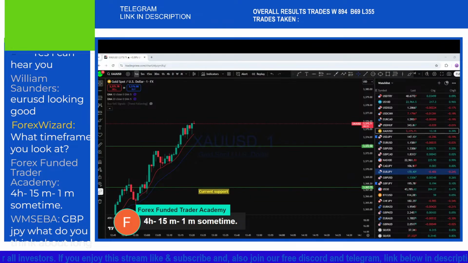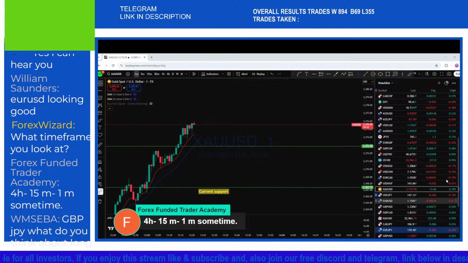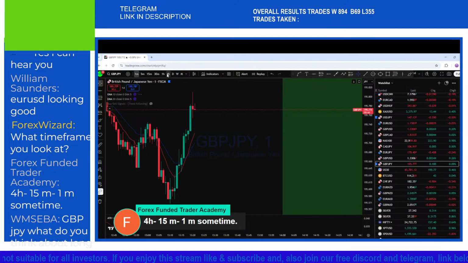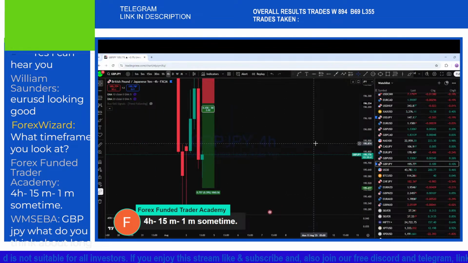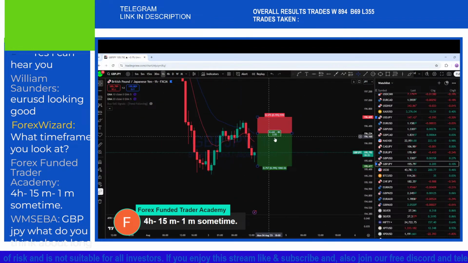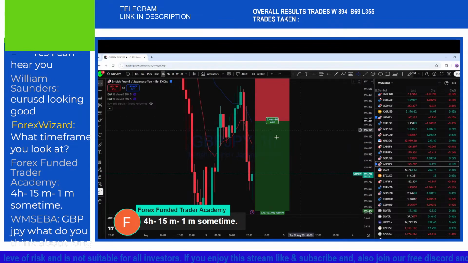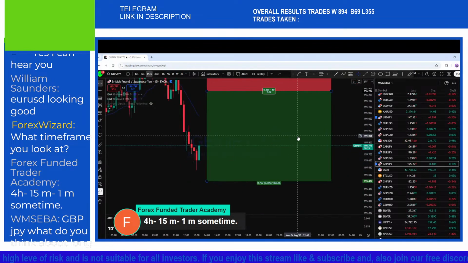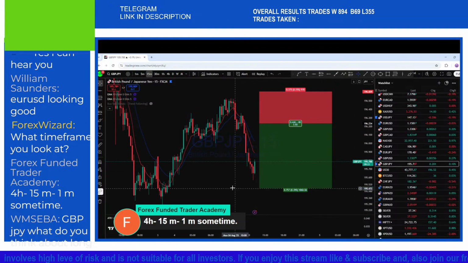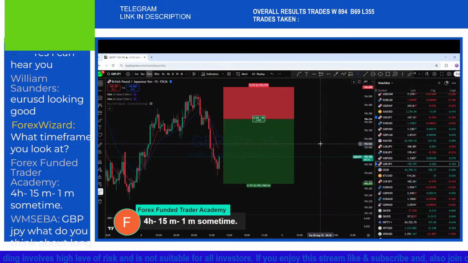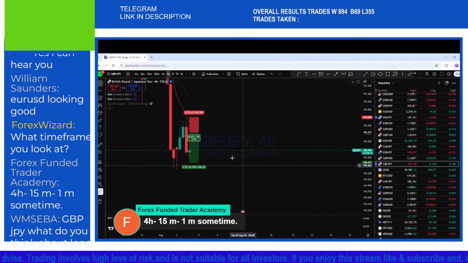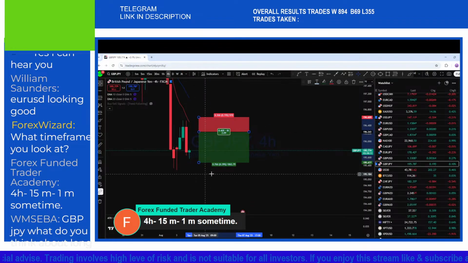GBPJPY long, I don't see any sensible reason for a long because it's currently bearish. What I think is that GJ is in a pullback here. If you look at the lower time frame, you can see that from this support level it's trying to bounce back up. GBPJPY on the lower time frame is a pullback, and in this pullback you can see on GJ from this support level, it got that bounce back to the upside here. So GBPJPY on the lower time frame, we can see it is a pullback here.